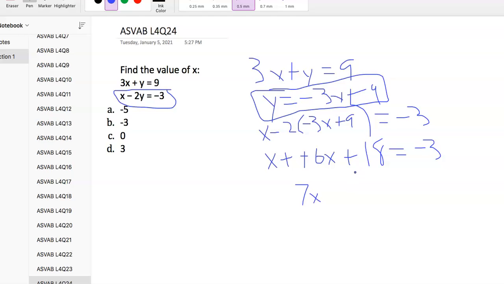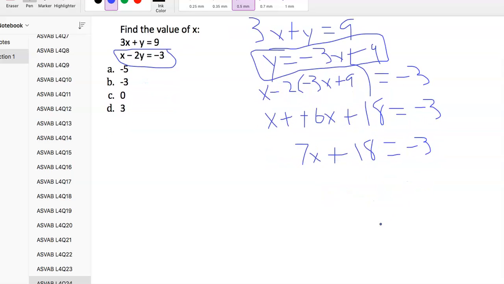I'll subtract 18 from both sides. I'll go ahead and write it out. 7x plus 18 is -3. All right, then I got to get rid of that 18. So I subtract 18 from both sides. So then I just have that 7x. And again, I subtracted 18, right? So -3 minus 18 is -21.